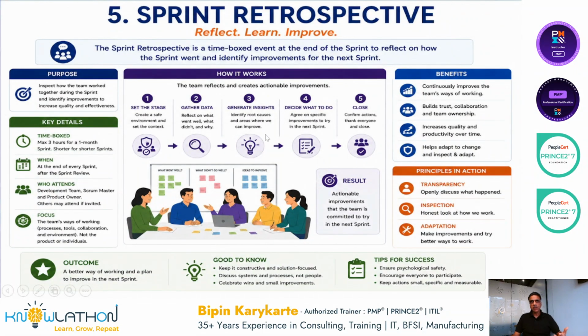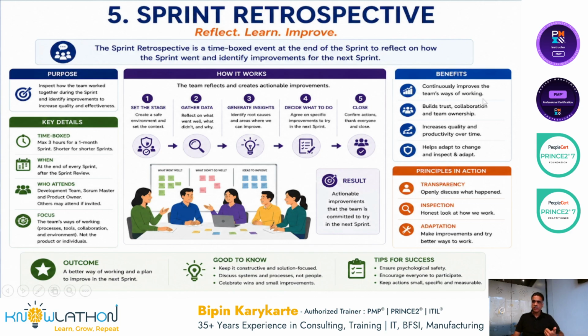Decide what to do. Out of many learnings, decide which are more important and prioritize them. Agree on specific improvements to try in the next sprint, then confirm actions, thank everyone, and close the retrospective. The result is an actionable improvement plan that the team is committed to try in the next sprint. So now we have some actionable, specific items which can be tracked for improvement. It continuously improves the team's ways of working.